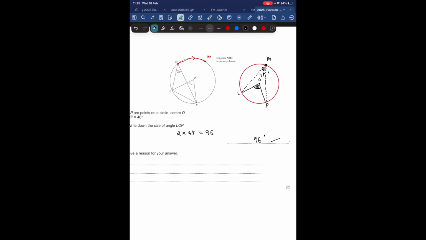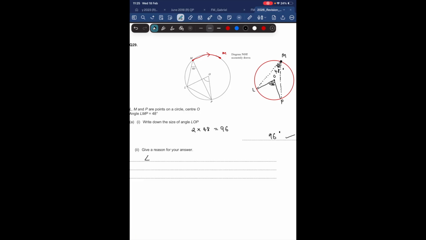That's the angle. The reason is the angle at the origin equals 2 times the angle at the circumference. So you'll notice I'm using the angle symbol. And we just need to write for the same arc. And that's our reason.